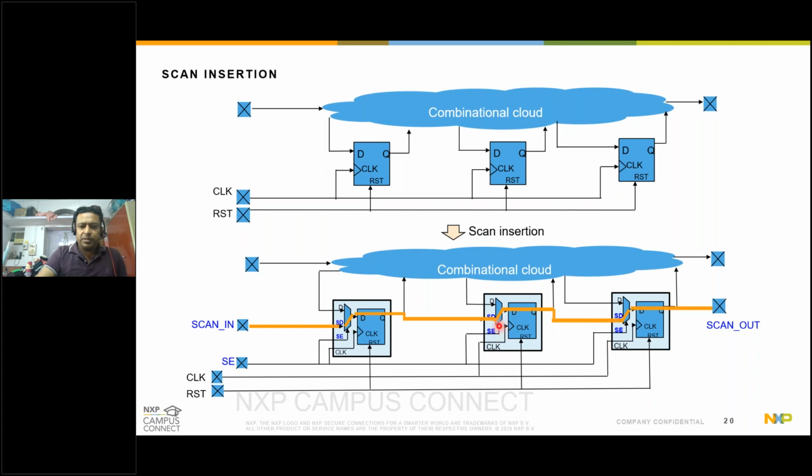The scan enable, the mux select of all these scan-inserted flops, would be controlled through a common primary input, which is called scan enable. So what I have done here is create a path from a primary input to a primary output through a shift register. And now using this shift register, I can drive any pattern that I want on these flops to control my internal nodes.